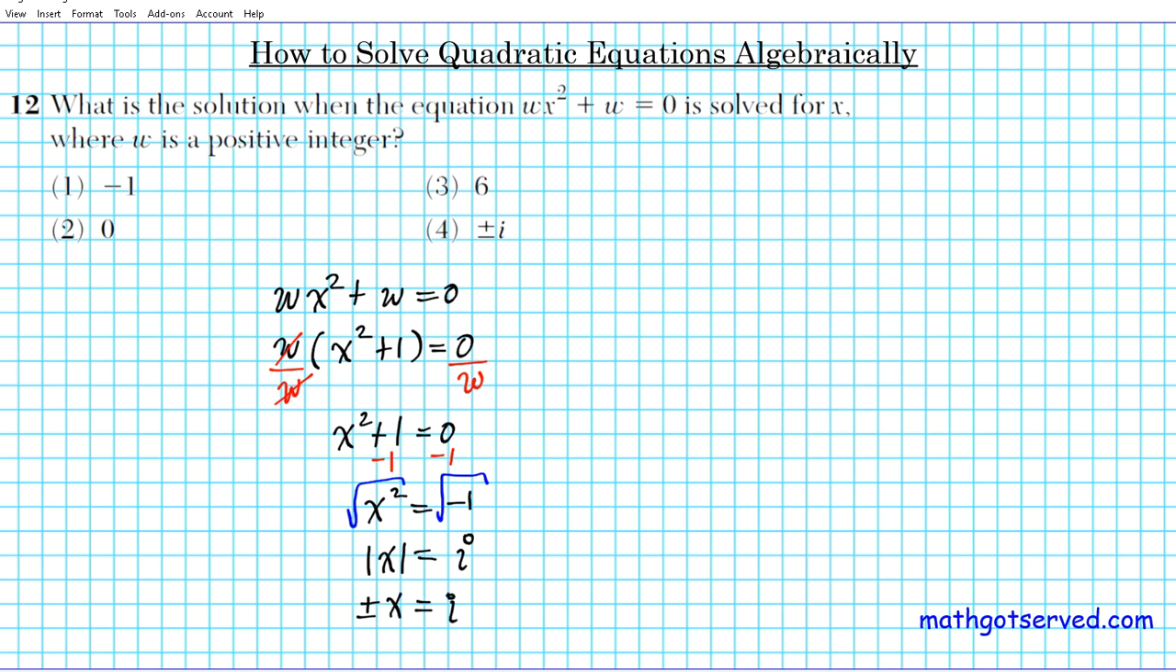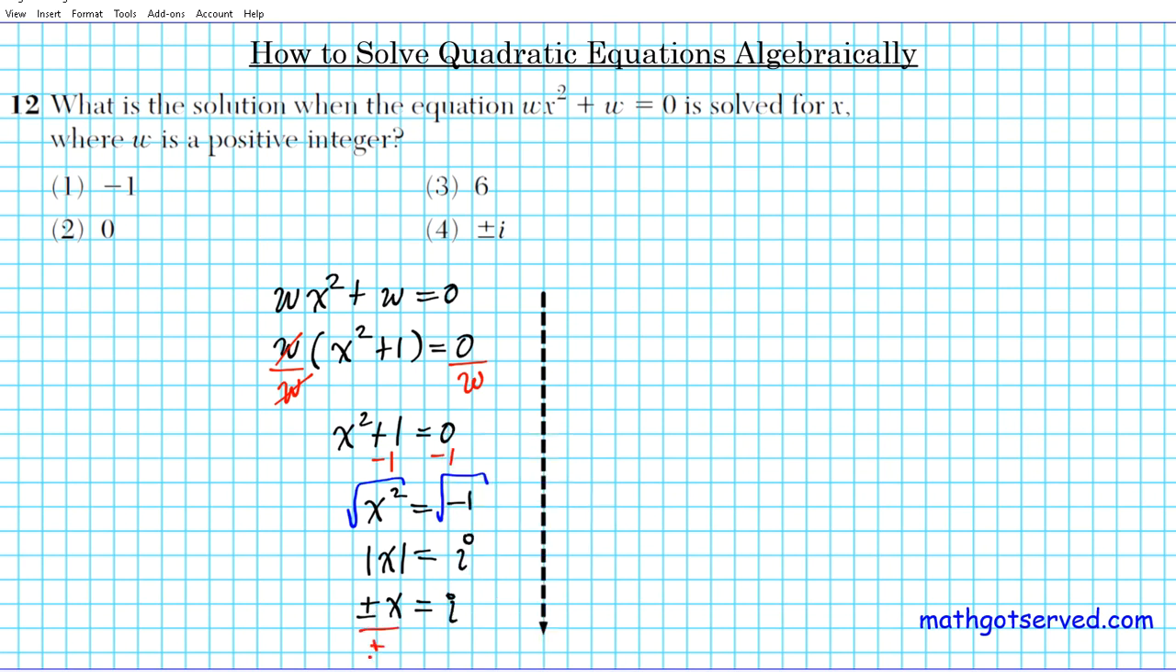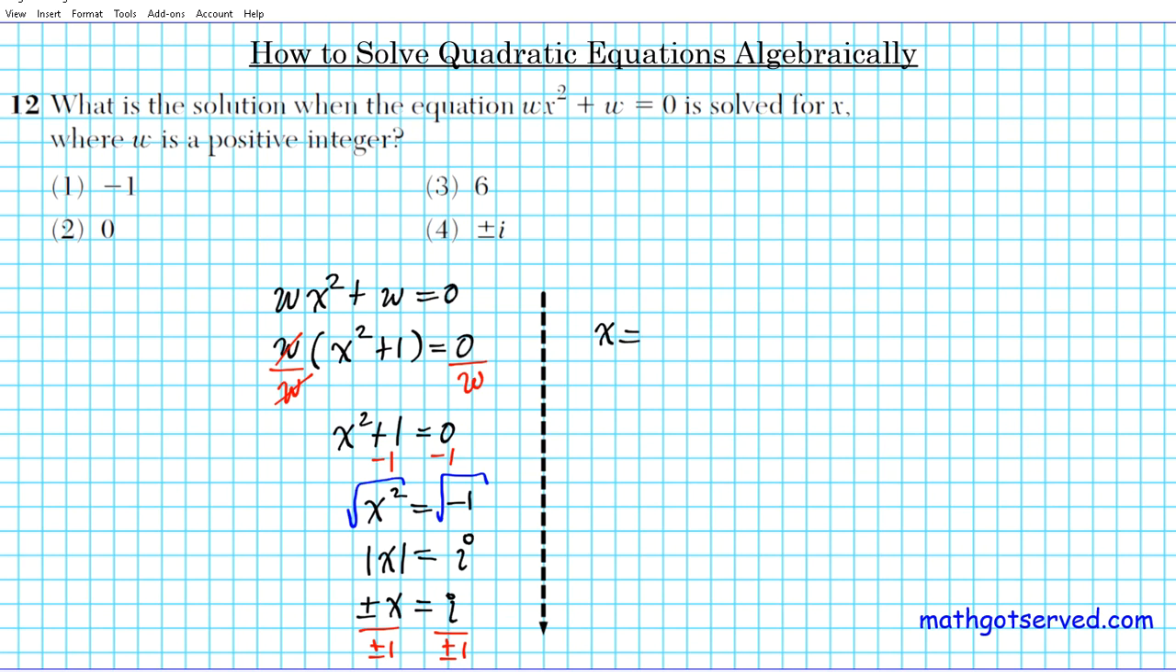And then you can divide both sides by plus or minus 1, just to get rid of this sign. And your final answer is going to be x equals plus or minus i. Alright, so this is the solution to this quadratic equation, wx squared plus w equals 0, where w is a positive integer. The answer to question number 12 is option number 4.